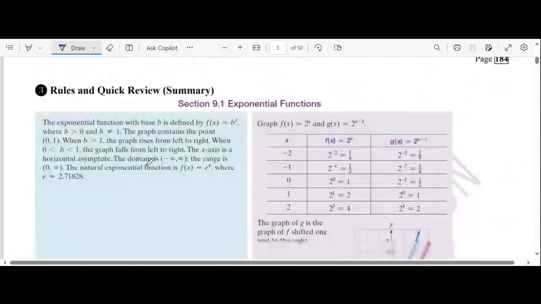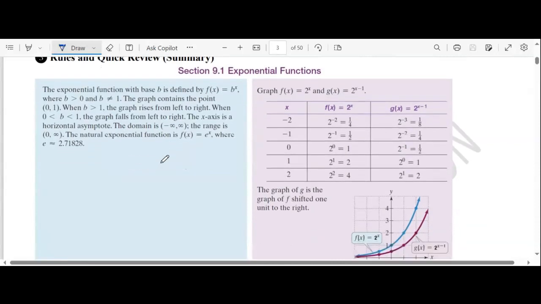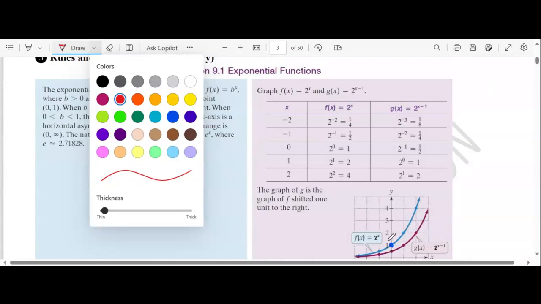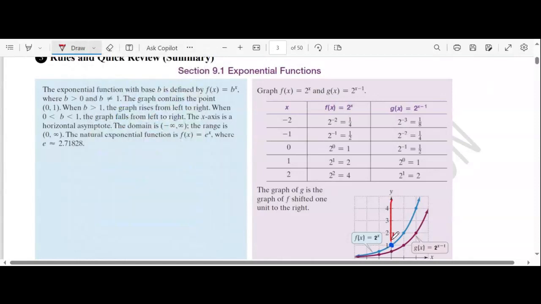Let's take a look at the rules, a quick review or summary. The exponential function with the base b is defined as f of x equals b to the power of x, where b is greater than 0 and b cannot be 1. The graph contains the point (0, 1). If you look at the graph here, you will find (0, 1). Can you see that in your graph?